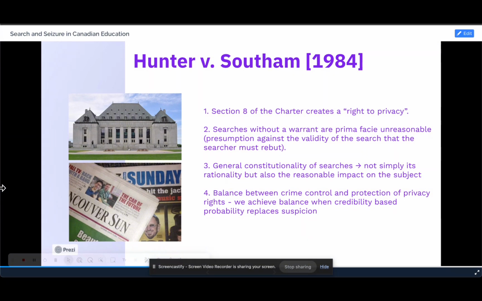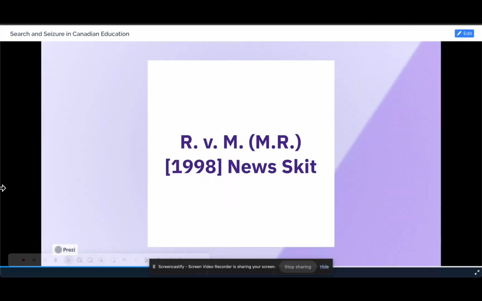Those principles for search and seizure were established for a general context. Years later, they were tested in an educational context during the R versus M.R. case in 1998. To explain this case, we have prepared a short skit that we will be playing for you now.